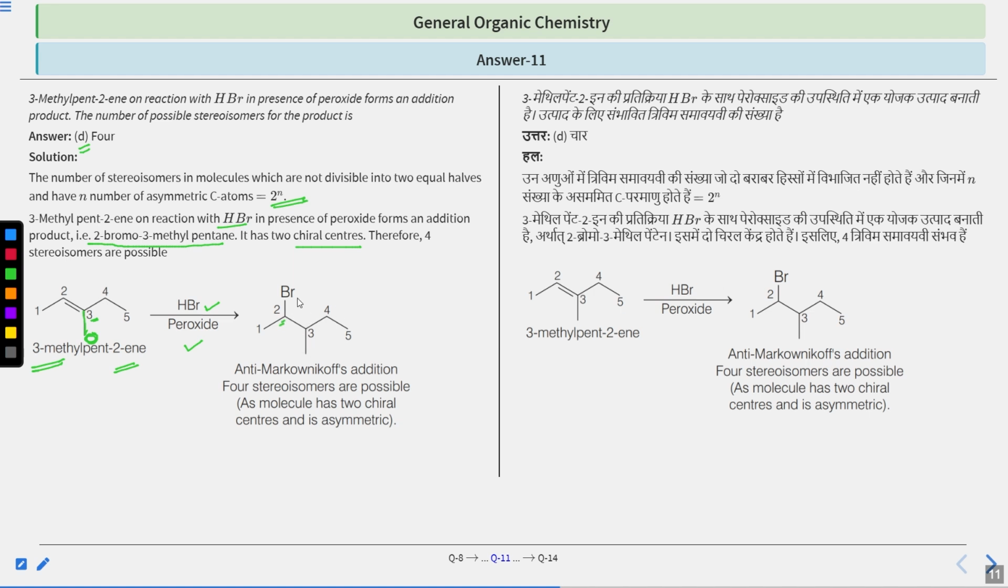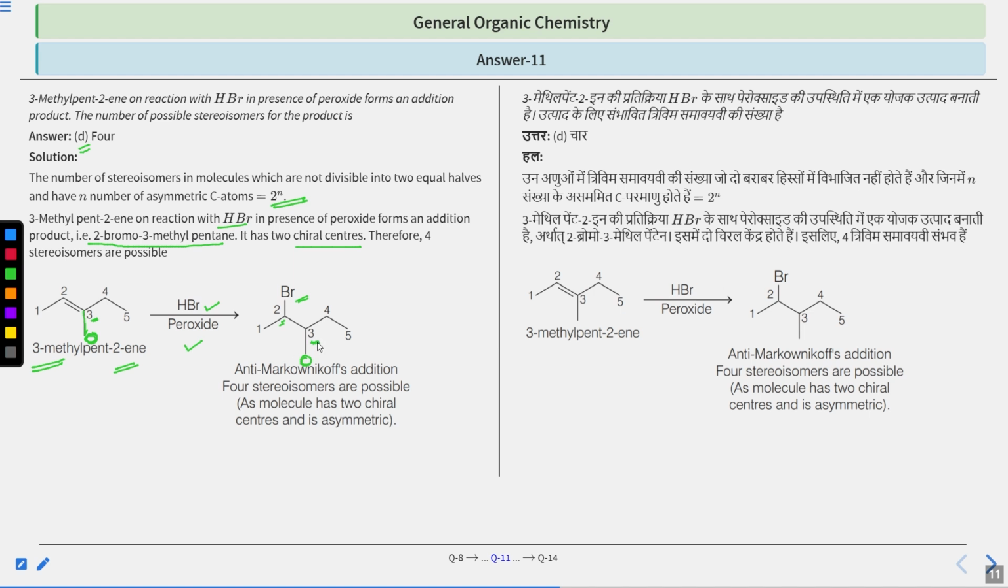At the second position, bromine is attached, so 2-bromo. At the third position, a methyl group is attached, so 3-methyl. Pentane, because no double bond is present, so alkane, and there are 5 carbon atoms in the parent chain. So it will be 2-bromo-3-methylpentane. Anti-Markovnikov's addition is happening here. 4 stereoisomers are possible as the molecule has 2 chiral centers and is asymmetric.